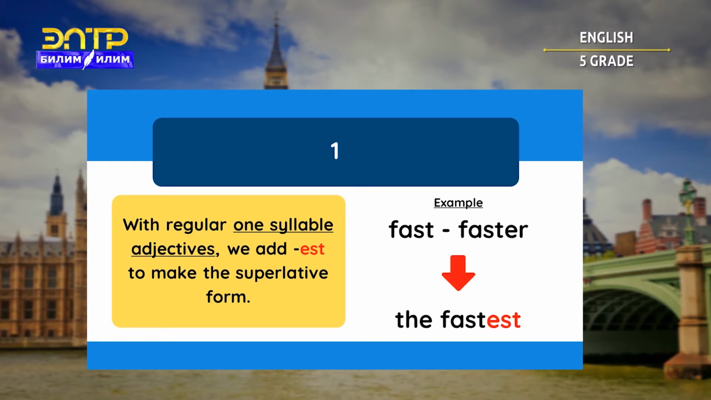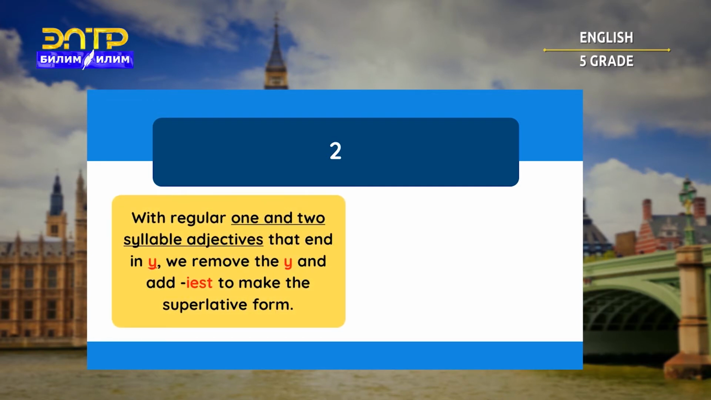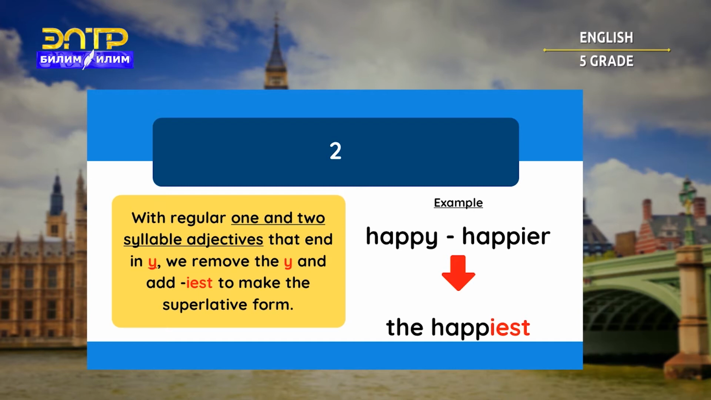Let's learn the second rule, which states that with regular one- and two-syllable adjectives that end in y, we remove the y and add iest to make the superlative form. Let me show you an example. Happy, happier. As you can see, this adjective ends in y, and the comparative form of this adjective is happier, but the superlative form is the happiest.